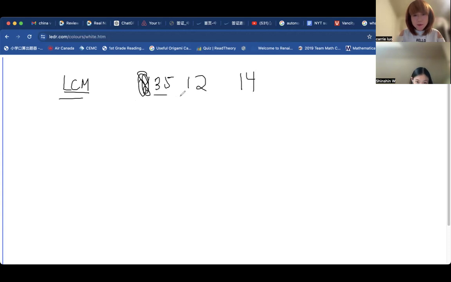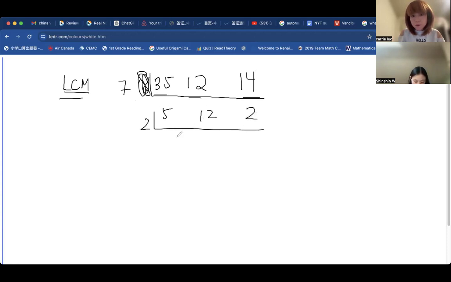So it seems like 35, 12, and 14, they don't have any common factor at all. So a lot of students said I give up here, right? But actually, you can do the factor of pairs. It doesn't have to be applied on all three numbers. So 7, so 5, 2, and 12. And 2, so 5, 6, and 1. So the lowest common multiple for this one is 7 times 2 times 5 times 6, which is 420.